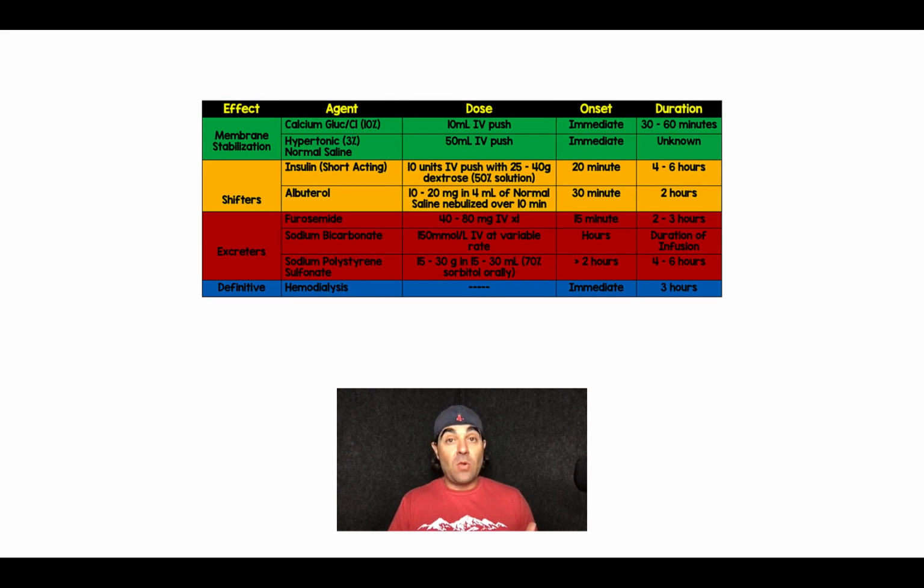So this is a table I created with each of those 4 categories: your membrane stabilizers, your shifters, your excretors, and then your definitive care. You can see that I have the name of the agent for each of those categories, the dose, the onset time, and the duration time. We probably need to know all of these things so that we know that if it's taking time to get definitive care, we may need to redose our patients.